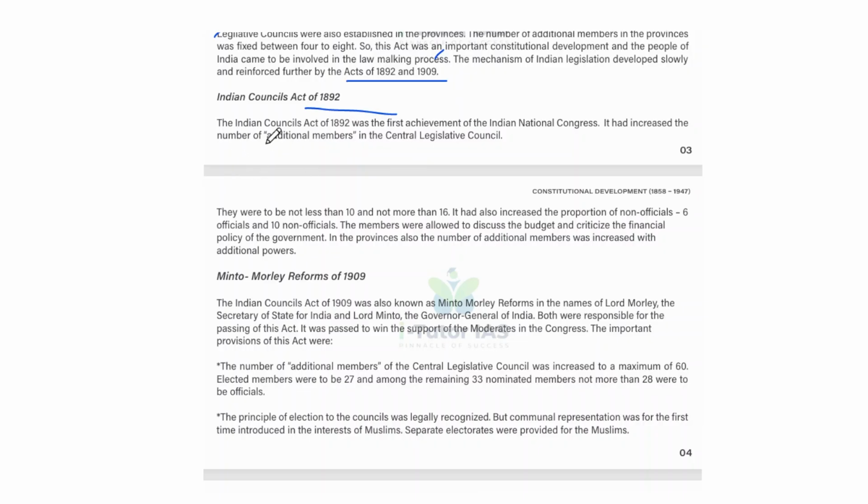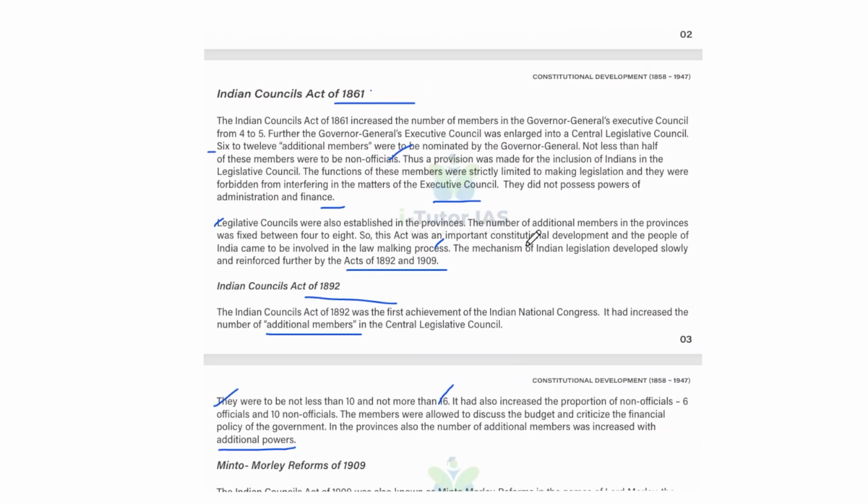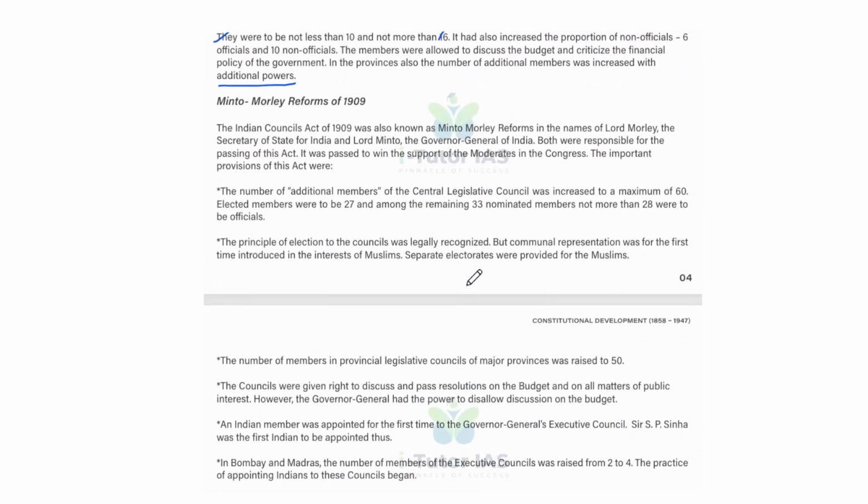It increased the number of additional members in the Central Legislative Council, and they were to be not less than 10 and not more than 60. It also increased the proportion of non-officials, 6 officials and 10 non-officials, and the members were allowed to discuss the budget and criticize the financial policy of the government. And in the provinces also, the number of additional members was increased with additional powers. Okay, so those are the two Indian Councils Acts.